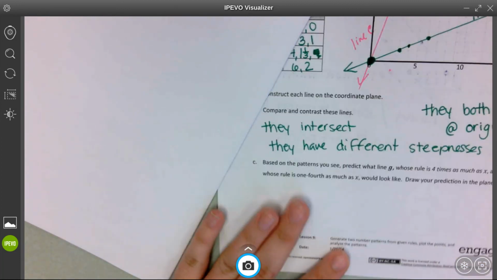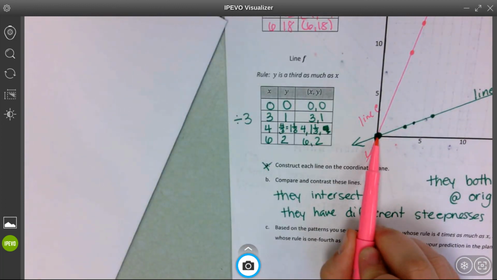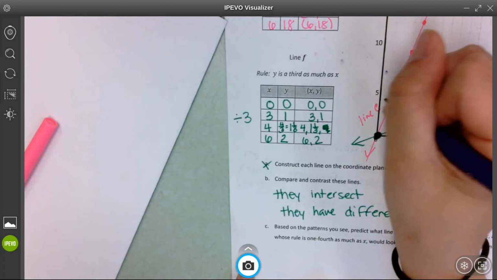All right, and last thing. So line G, whose rule is 4 times as much as x, so this was 3 times, 4 times, is going to be something where we would start here.